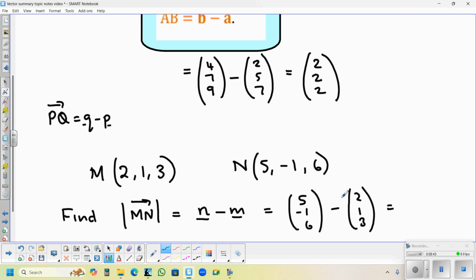Now we've got 5 take away 2, which is 3. I've got minus 1 take away another 1, which is negative 2. 6 take away 3 is 3. Now, what do the 2 lines down the side of that mean? That means the magnitude, and I'll remind you of that later. We'll come back to this slide in a wee minute or two to find magnitude.